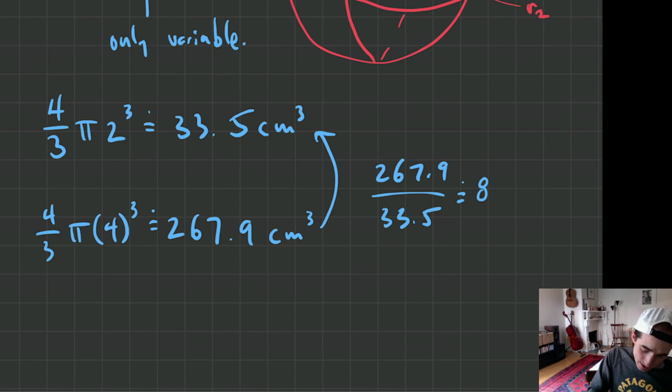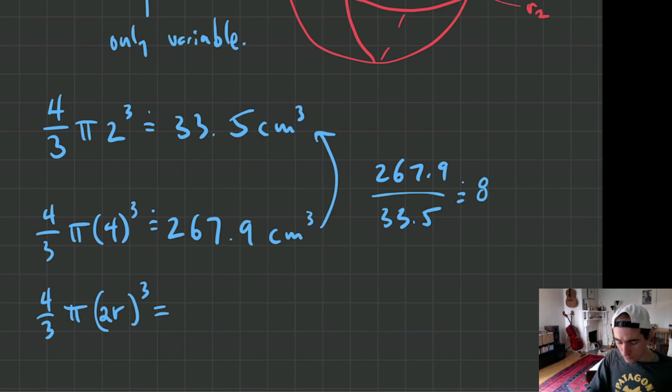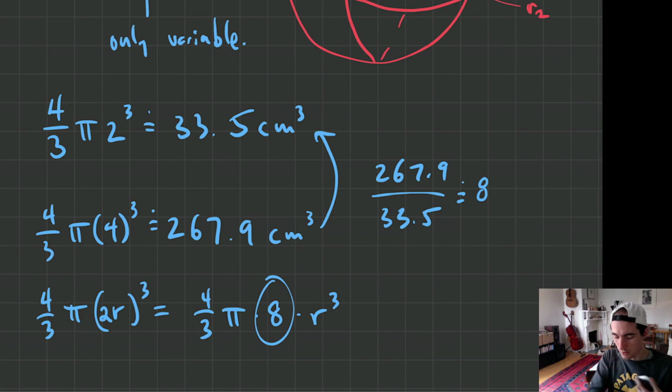You can see this by saying, if I've got 4/3 pi r cubed, and I double r, what would happen to the whole volume? Well, I would have 4/3 pi times 2 cubed, which is 8, times r cubed, right? So when we double the radius, the volume gets multiplied by a factor of 8. So that's what happens. I hope that answers your question.